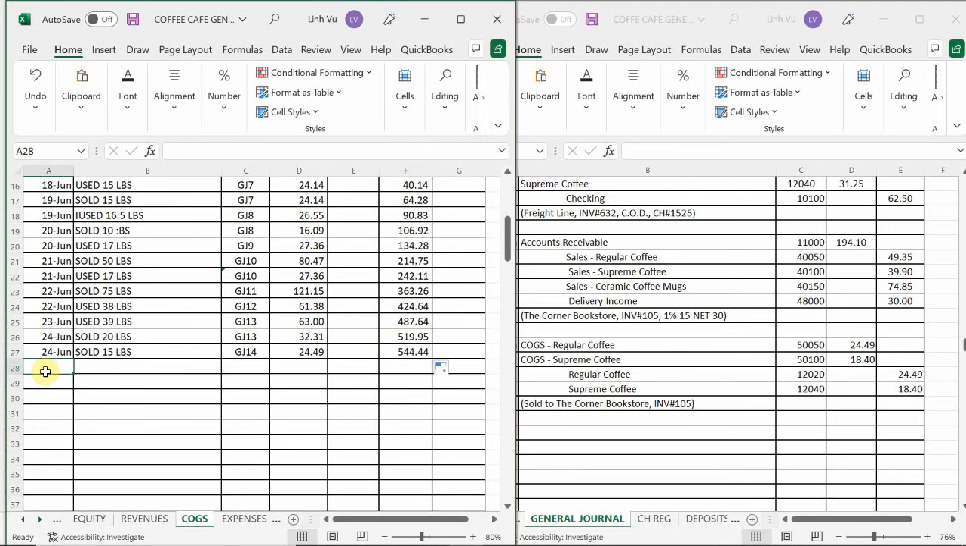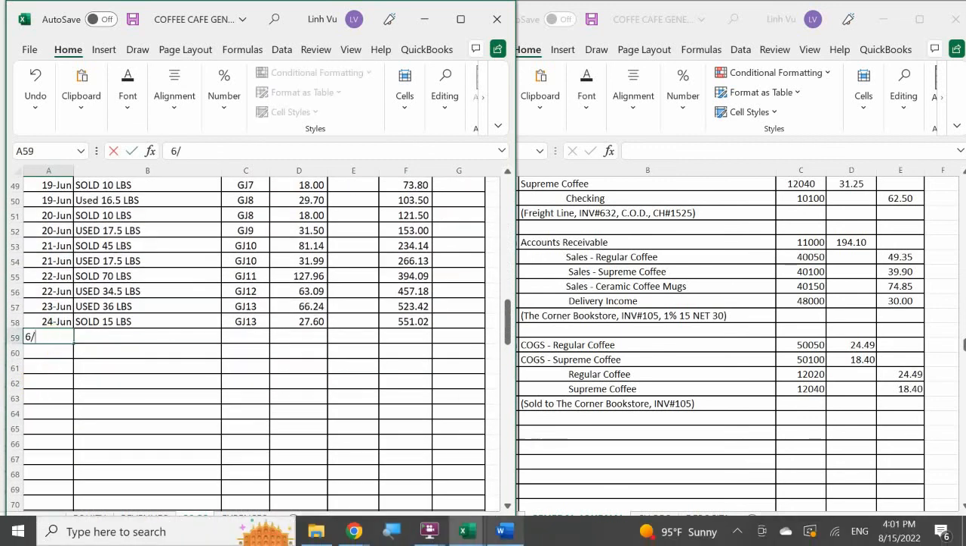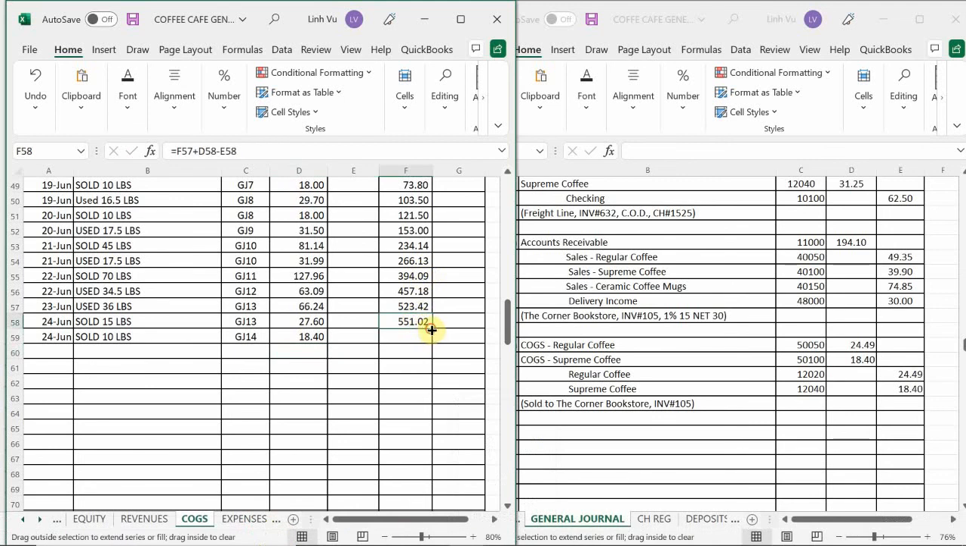I thought I had it wrong for a second. No, you got it right. Okay, and then for the Supreme Coffee, we sold the 10 pounds for 18.40. So now grand total is $569.42 on page 14. What was the total again? 569.42. Good. Excellent.